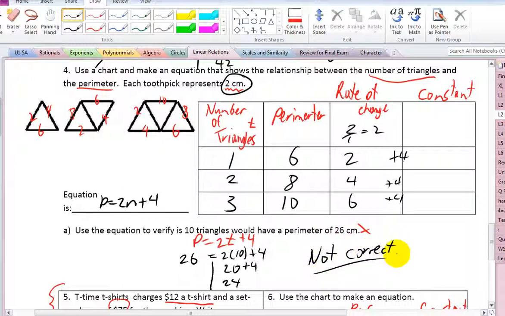Okay. Good. Any questions? Oh, the constant would be plus 4. I just didn't write it out, sorry. So 2 plus 4 is 6, 4 plus 4 is 8, 6 plus 4 is 10. Okay? Good. Any other questions? Okay, continue on with the next one. Go ahead.